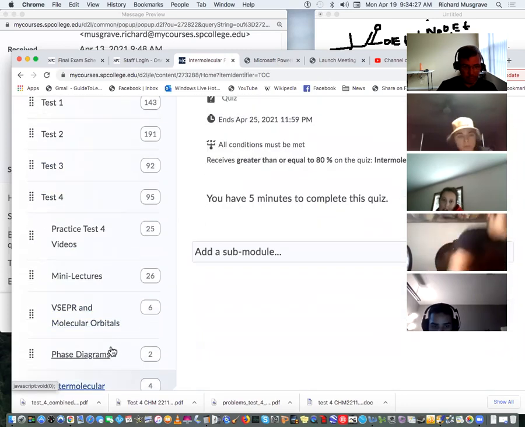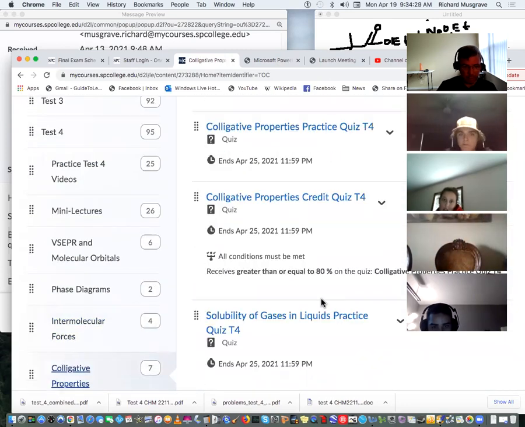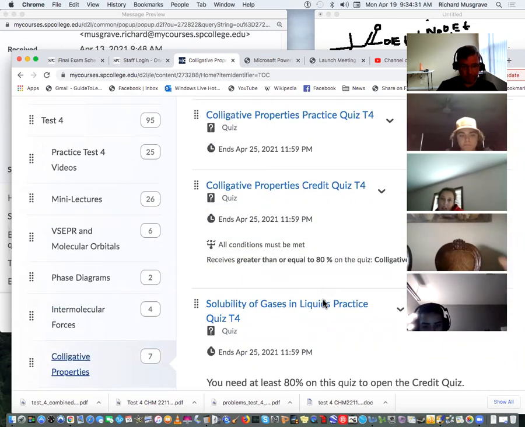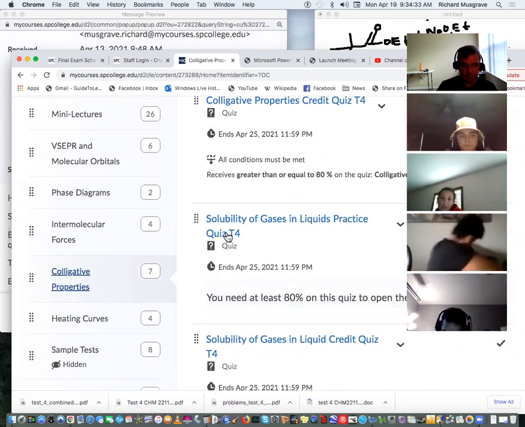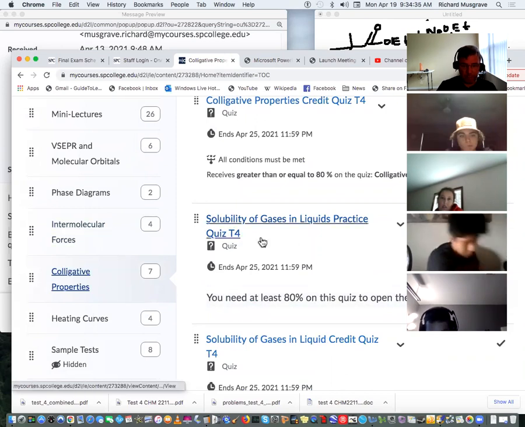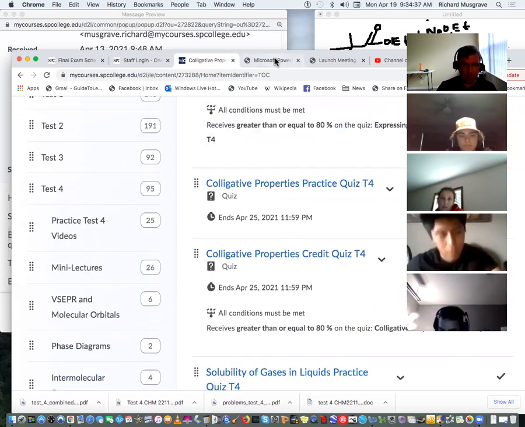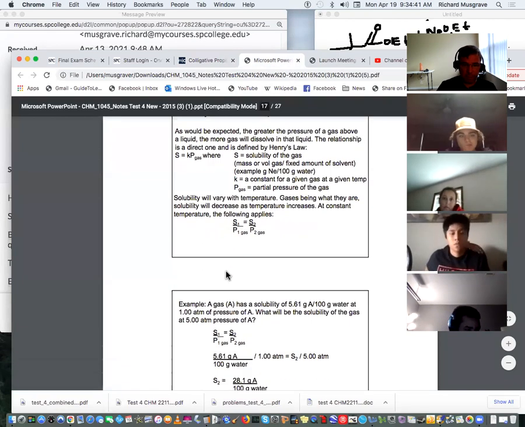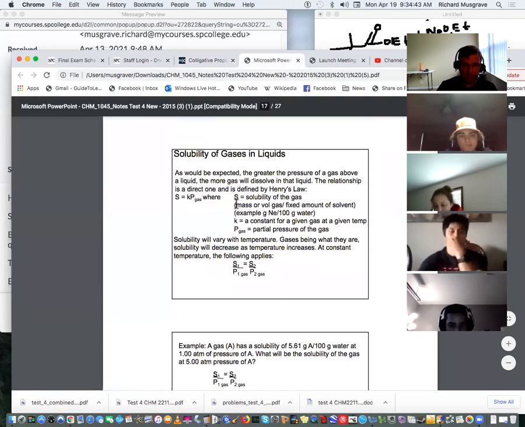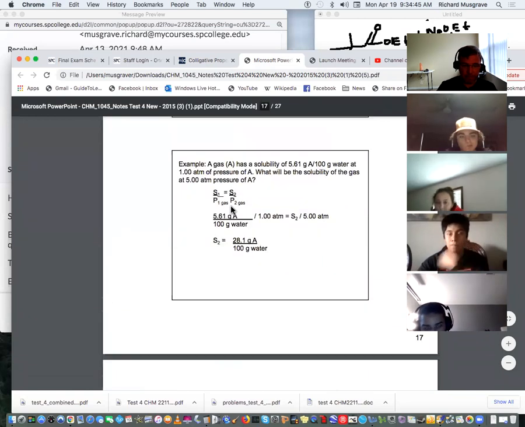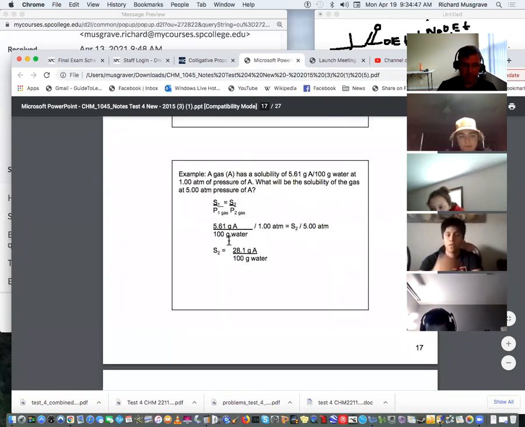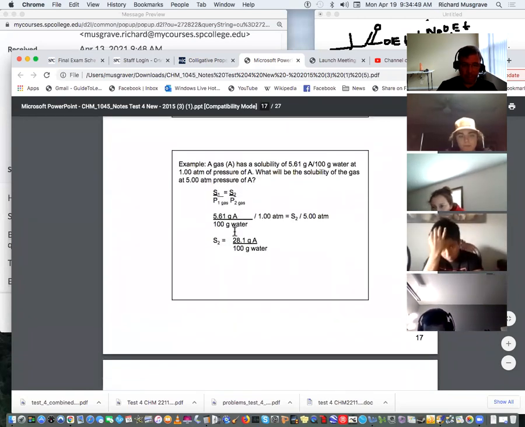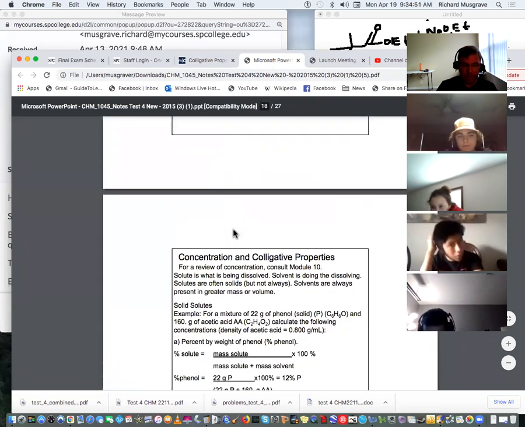Nope, it's not under intermolecular forces. It must be under colligative properties. There it is. Yeah, so it's under colligative properties, solubility of gases in liquids. That's what that quiz is about. Like I said, it's not on the test though, so I'm not going to bother covering it. If you want to read about it, you can here. There's an example there as well. It's pretty much set up the way that the quiz is set up.